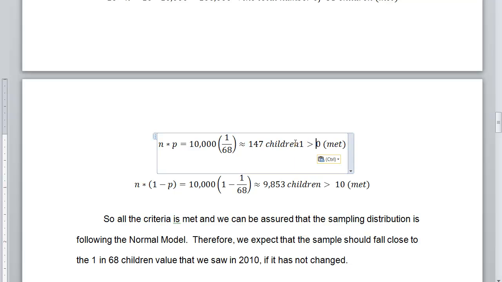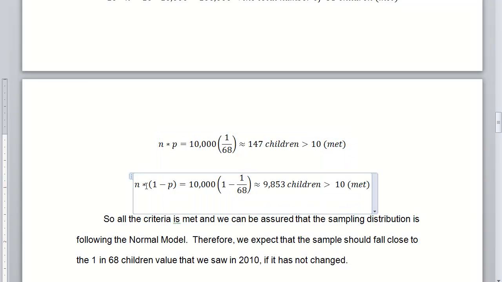Is greater than 10. Sorry about that. So that's definitely met. And then last but certainly not least, our sample size times our no's is 10,000 times 1 minus 1 in 68. And of course, if you put that in the calculator, that's going to be approximately equal to 9,853 children. That's definitely greater than 10, and so that criteria has been met.